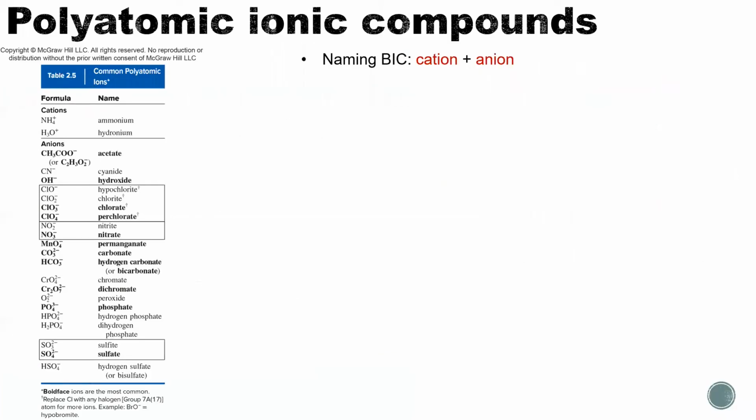Sometimes we can have polyatomic ionic compounds that are made of polyatomic ions. These are ions made up of multiple atoms or elements. If we treat the polyatomic ions as a group, then the naming rule is the same as naming a regular binary ionic compound. You just put the name of the cation and the name of the anion, except that now, instead of just monatomic ions, it can be polyatomic ions.